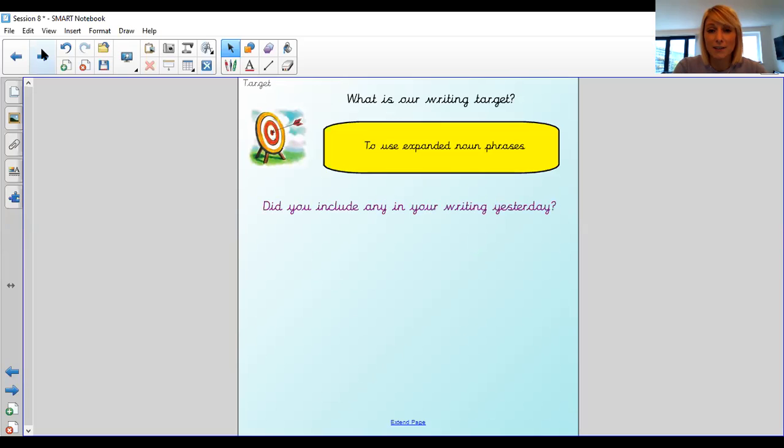Okay, and reminder, our target is expanded noun phrases. So did you manage to use some in your writing yesterday? Have a think, have a look back, see if you used some expanded noun phrases yesterday. We're going to be using those again today.